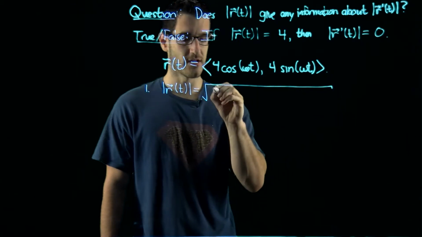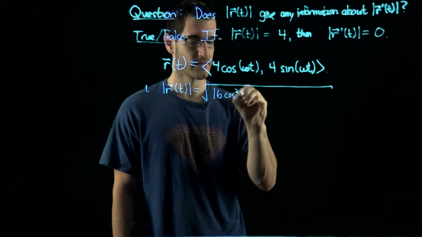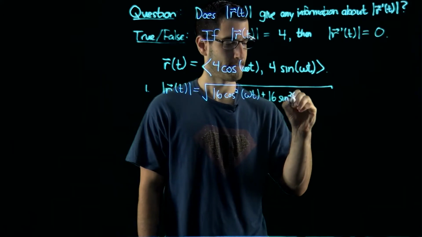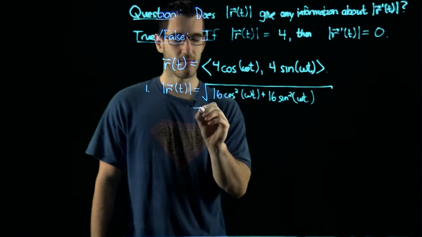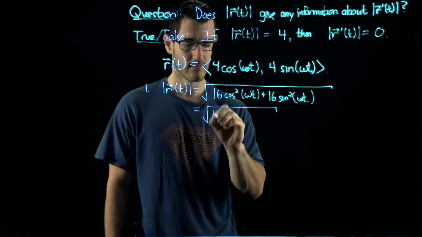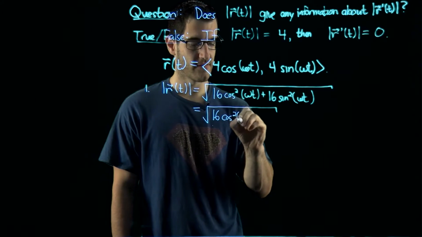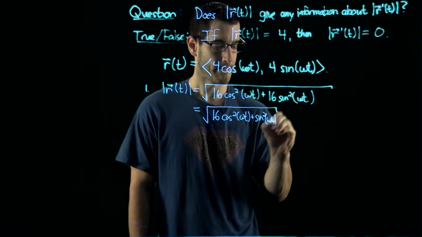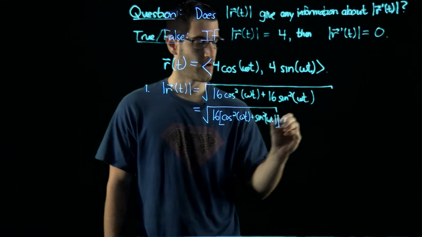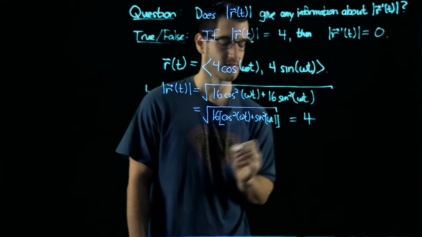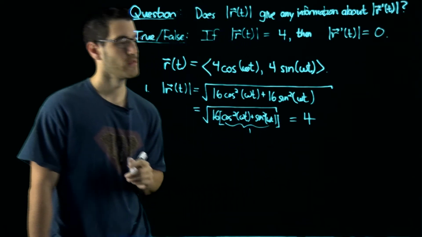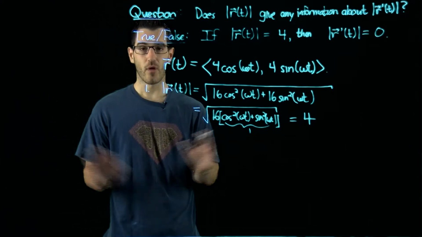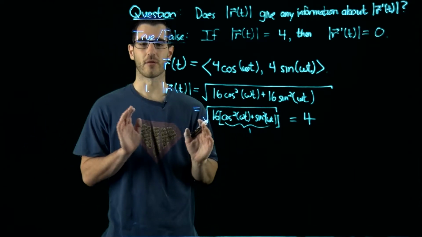So this magnitude is not too bad. We'll square both components. We can pull out the 16. And if we do that, we see our familiar Pythagorean trig identity. And so this is just the square root of 16 because this guy is 1. So we get 4. So yes, this is a function that no matter what t is, the magnitude is 4.